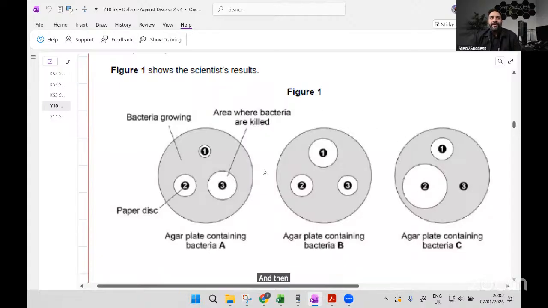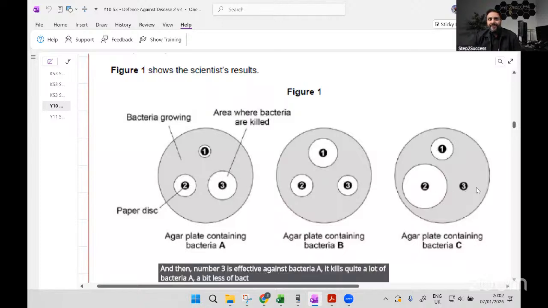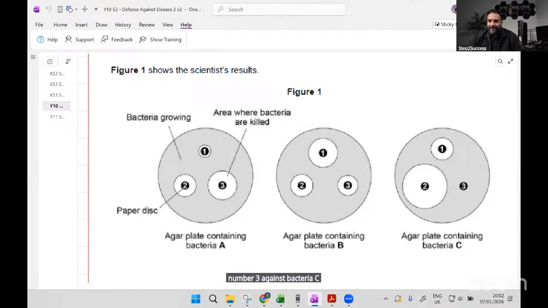And then number 3 is effective against bacteria A. It kills quite a lot of bacteria A, a bit less of bacteria B. It doesn't kill any of bacteria C, so you wouldn't use number 3 against bacteria C. That's how you answer that particular question.